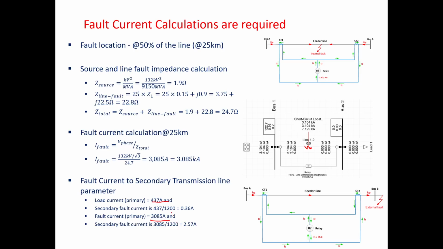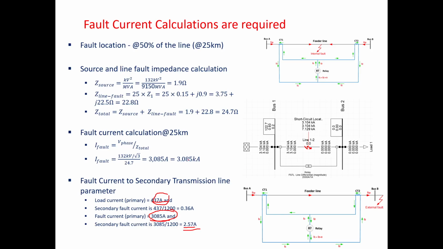So you can tell that the fault current is much higher than the load current. Or if you divide the secondary current, 2.57 divided by 0.36. So you can see before the fault it was 437, but after the fault it is increased to 3000 amp. You can easily calculate the ratio.